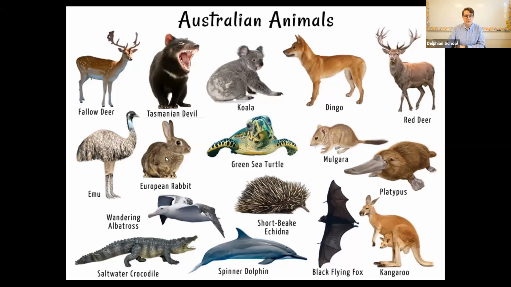Oh, and it says European rabbit. When the European settlers came, they brought some of their animals with them. Some of those animals got out and went wild and started living in the wild. So that's how you've got these wild dogs there and these wild rabbits.